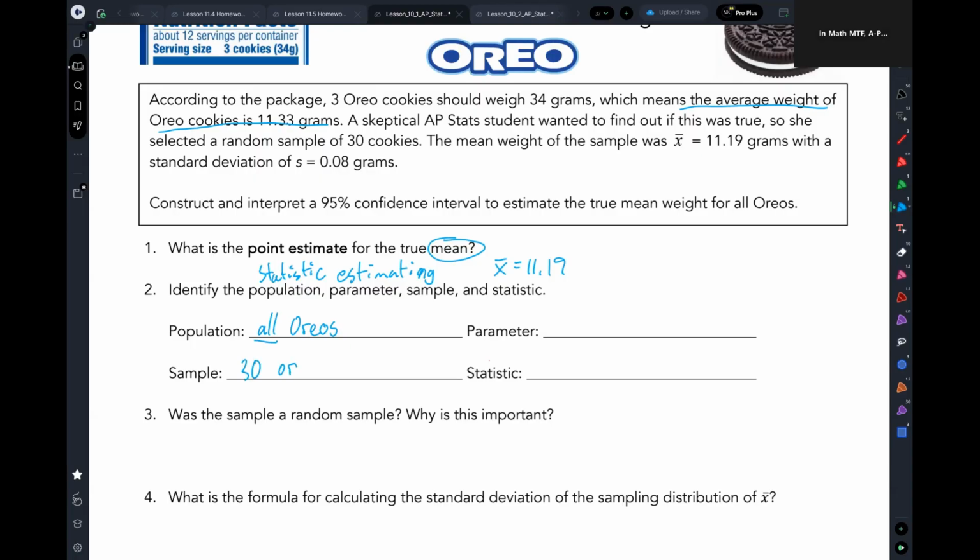So population: all Oreos. Sample: my 30 Oreos. Remember, we're essentially given a hypothesis or an assumption that the average weight of Oreos is actually 11.33 grams, but we're not doing a hypothesis test because the question was a 95% confidence interval, but we're going to use that interval to assess the average weight of an Oreo cookie. So the parameter is the mean. We don't know it. The true mean weight of all Oreo cookies. And we have a statistic x bar of 11.19 grams. Oof, forgot the grams earlier.